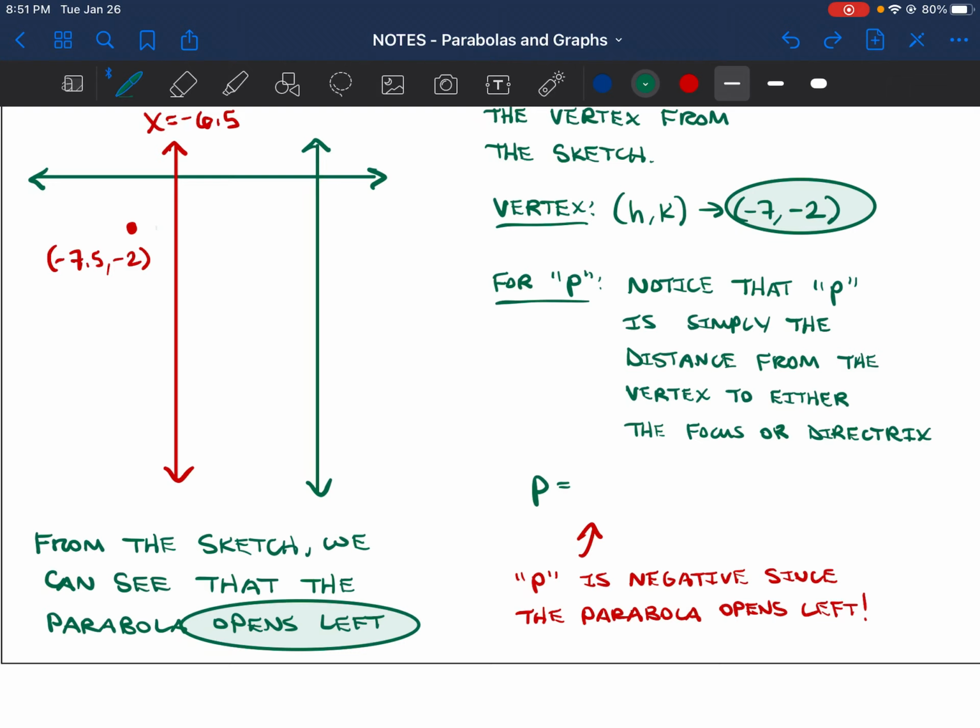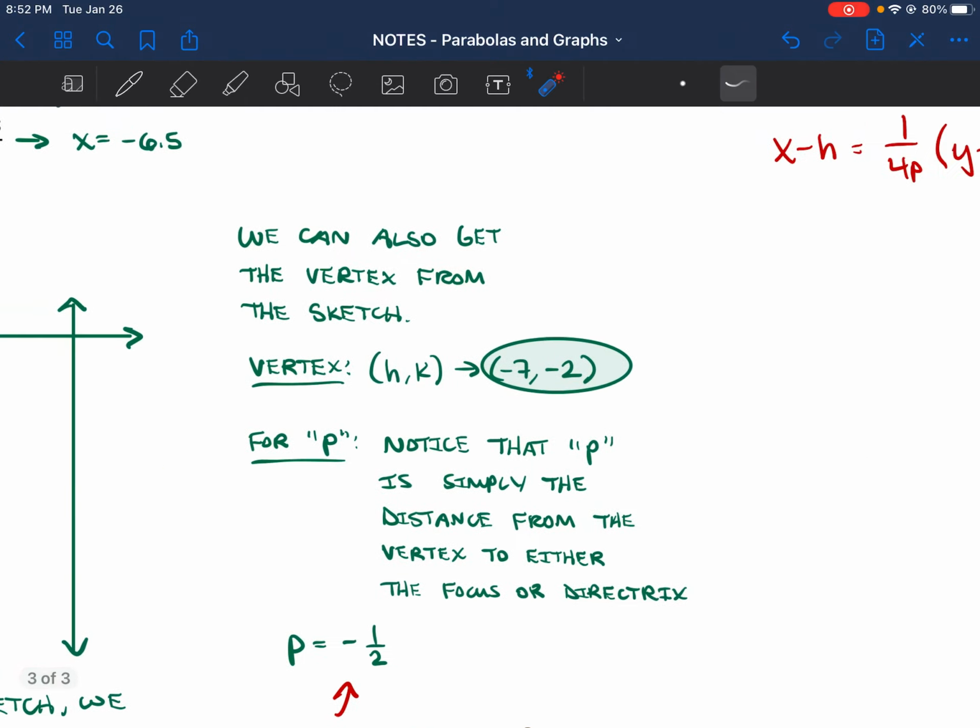And it's important to understand why I'm saying it's -1/2. We can see that 1/2 is the distance from the vertex to the focus point, but it has to be negative because this parabola is opening left. We talked about how p is how you can determine the direction of opening. We know this thing is opening left, so we know that p has to be a negative value. So p in this case is -1/2.